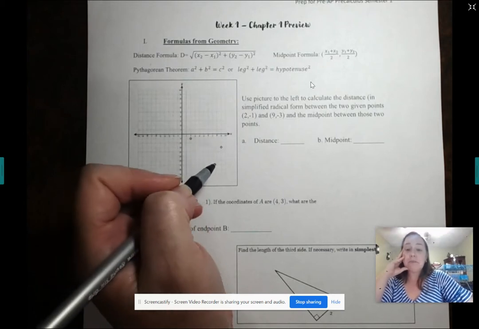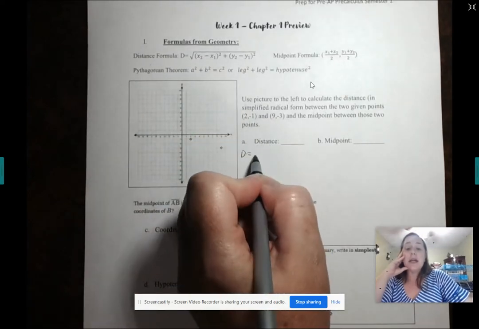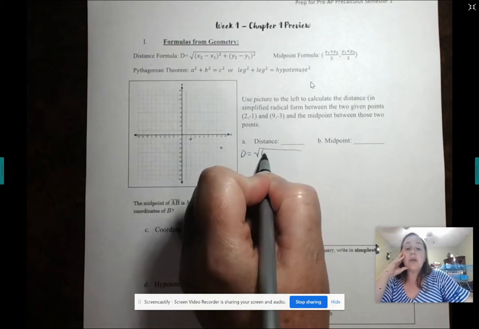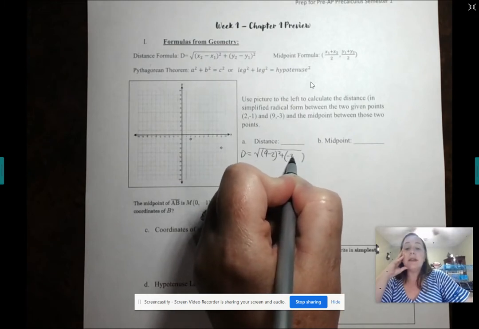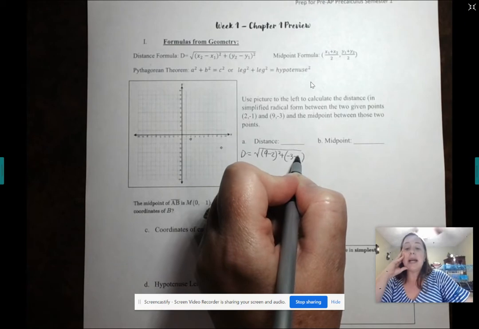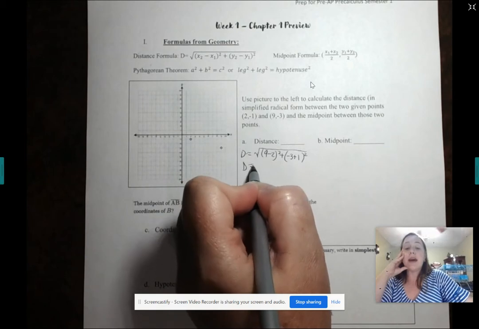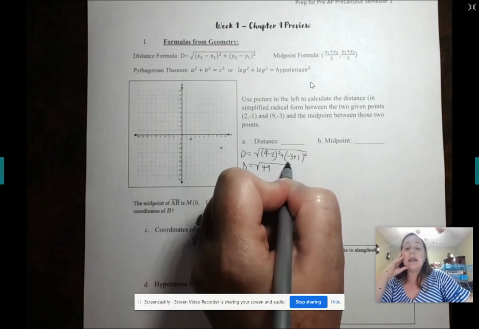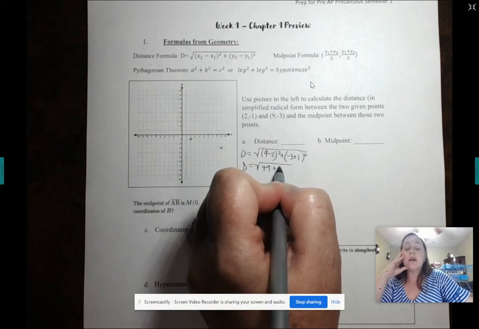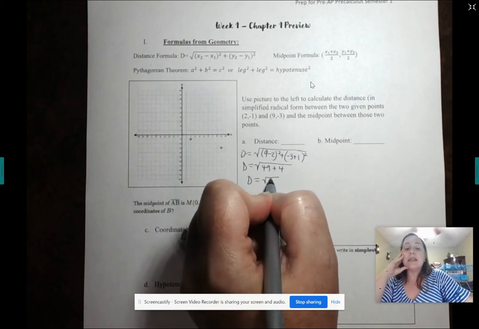So for the distance formula, we're going to subtract the x coordinates, so 9 minus 2, and we're going to square that difference. We're going to subtract the y coordinates, which when we put minus -1, that really turns into a plus. We're going to square that, and we're going to simplify. So 9 minus 2 is 7, and 7 squared is 49. -3 plus 1 is -2, and -2 squared is 4. And we're going to get that the distance is the square root of 53.